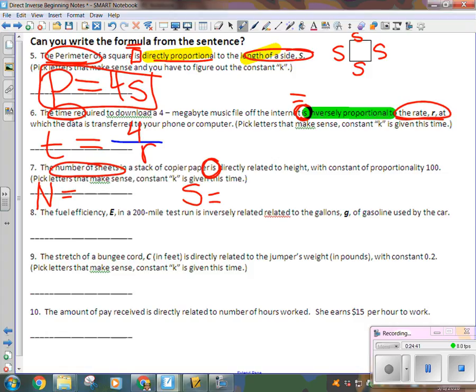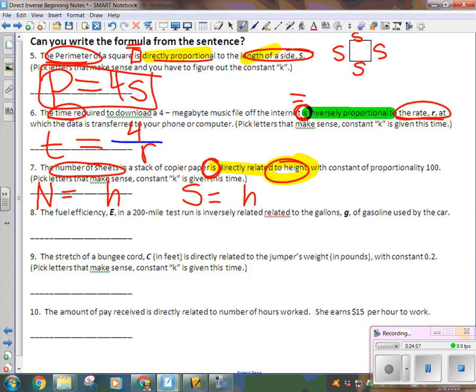Equals. It depends on whether you use N or S. Okay. Directly related. That's important, isn't it? You do not need a bar. It's related to the height. So, what do you use for height? H.